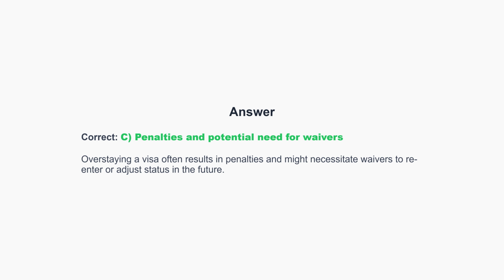The correct answer is C, penalties and potential need for waivers. Overstaying a visitor visa often leads to penalties, which can complicate future immigration actions.